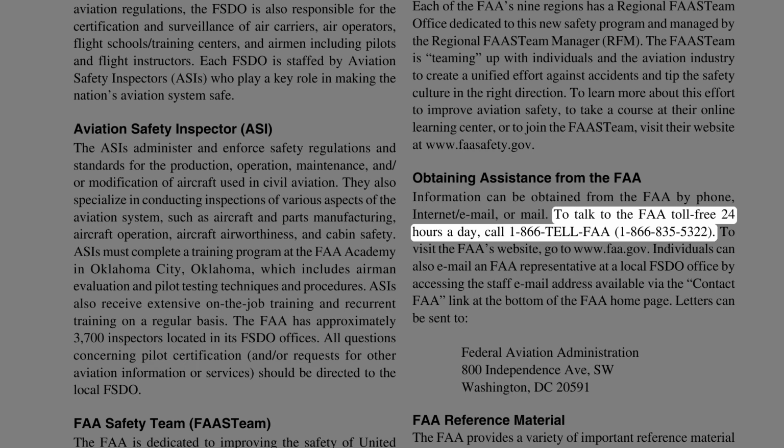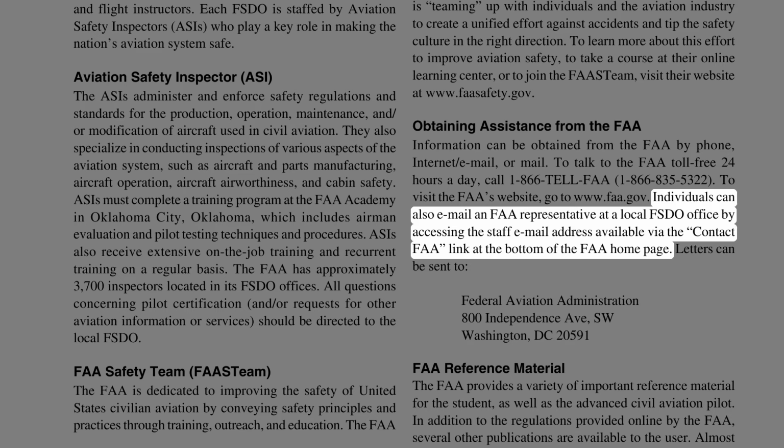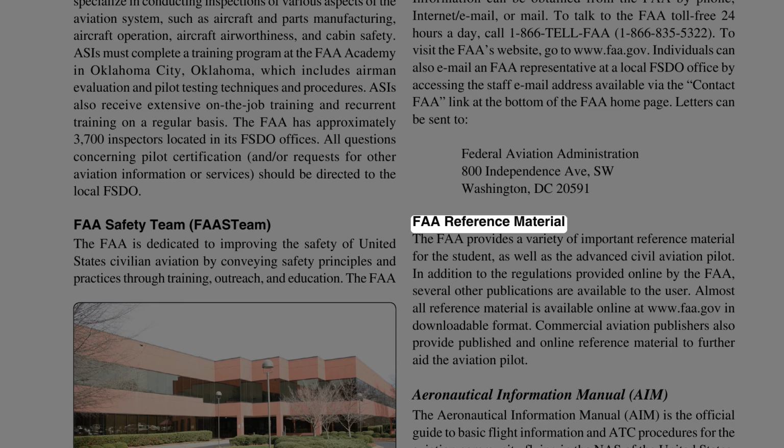To talk to the FAA toll-free 24 hours a day, call 1-866-TEL-FAA, 1-866-835-5322. To visit the FAA's website, go to www.faa.gov. Individuals can also email an FAA representative at a local FSDO office by accessing the staff email address available via the Contact FAA link at the bottom of the FAA homepage. Letters can be sent to the FAA.